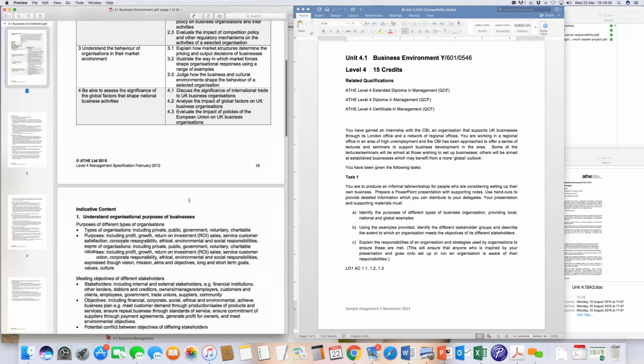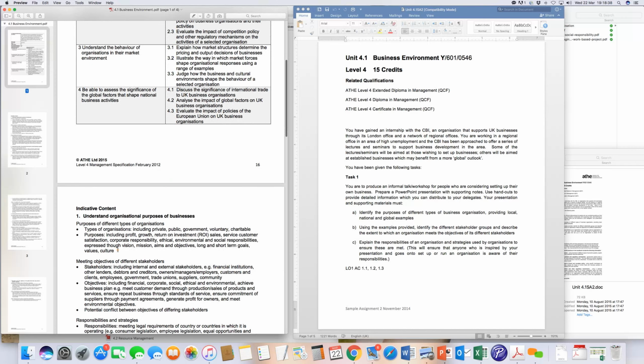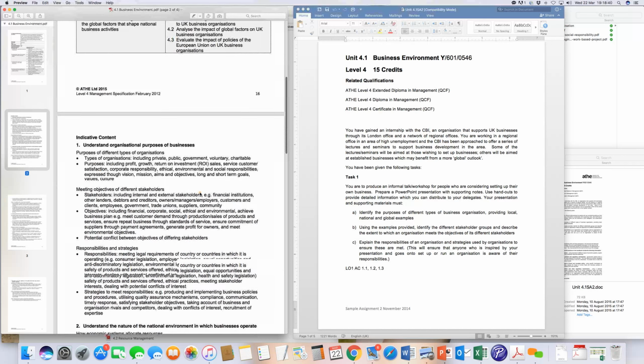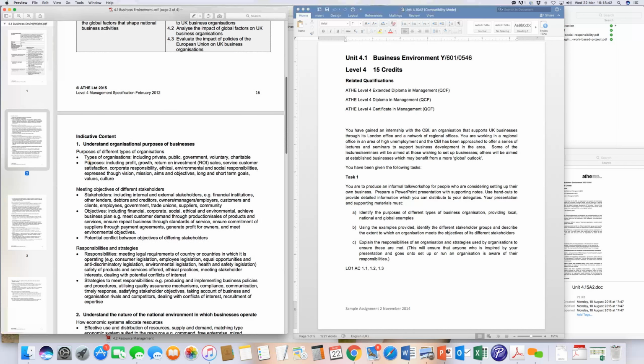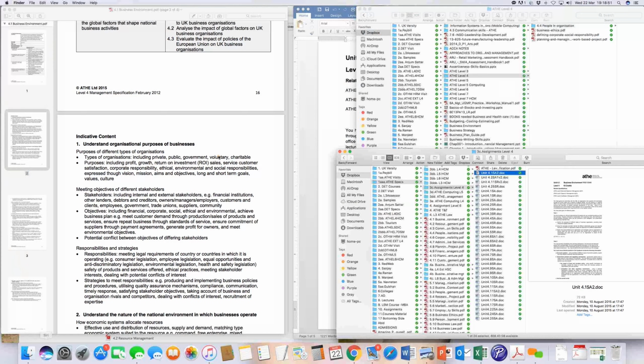What it tends to do is give you the indicative content that you have to cover. If you scroll down to the second page, it will give you the type of indicative content that you have to put into the evidence which is required for this task. Okay. Is that making sense? Yes, I can see that.